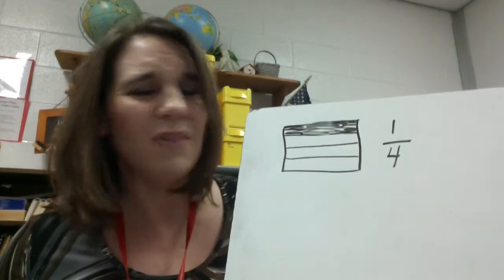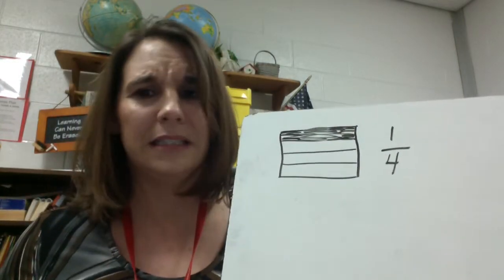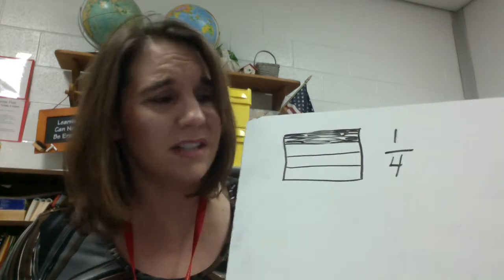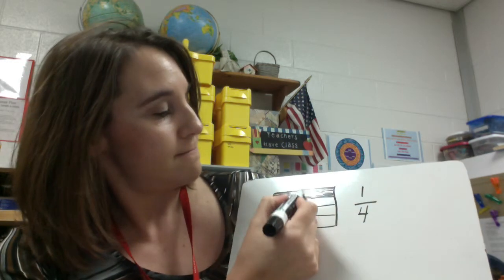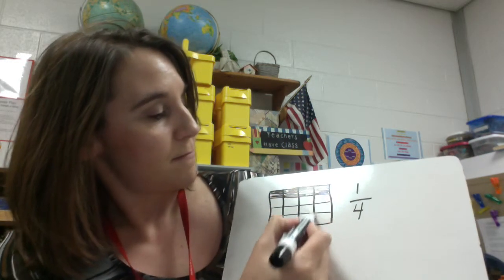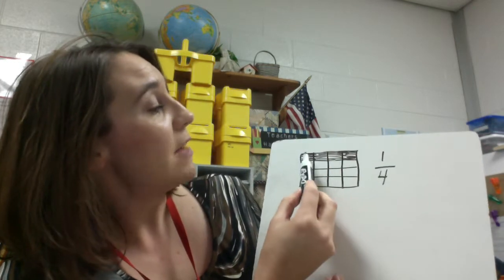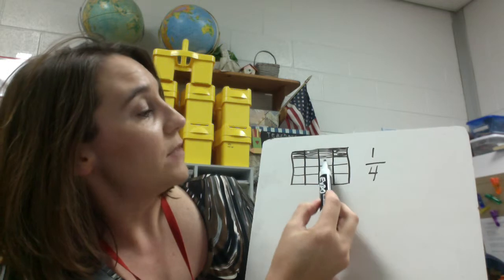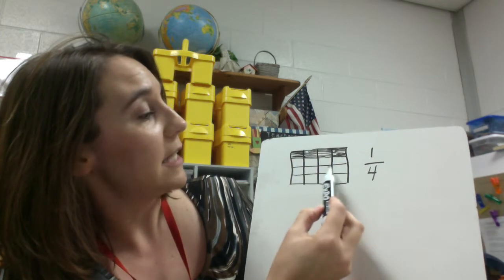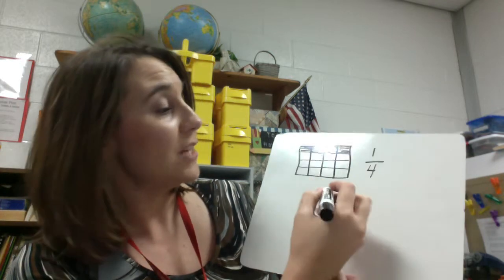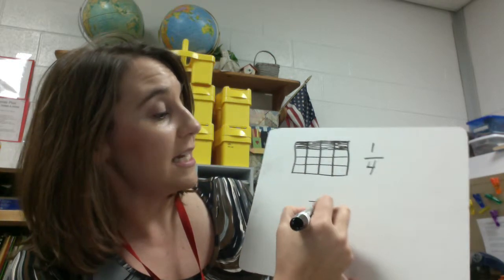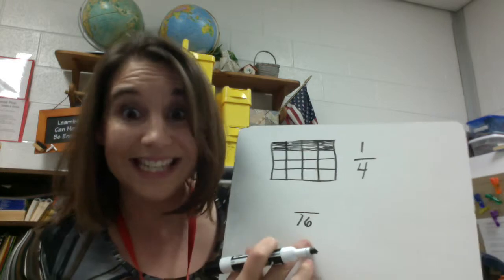But I realize I need more than just 4 pieces of brownies. So I take my pan and now if you go back and look, I have 1, 2, 3, 4, 5, 6, 7, 8, 9, 10, 11, 12, 13, 14, 15, 16. My pan was actually cut into 16 equal pieces, so that would be 16ths.